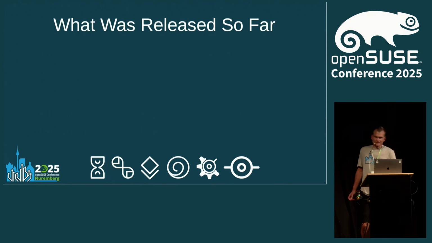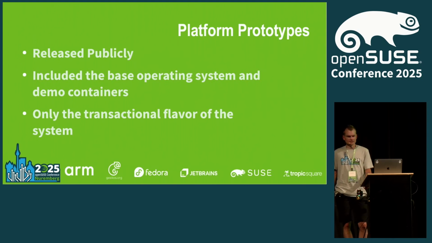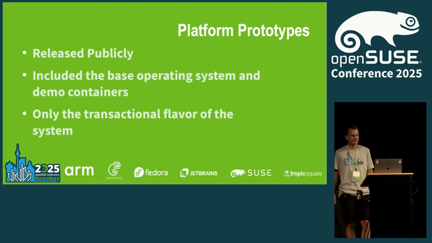So based on these premises, we at SUSE started releasing something that initially we called platform prototypes. Initially, we even built them in the openSUSE.org build service at build.opensuse.org, but later, for reasons which I think I mentioned here last year or the year before, we moved the development to our internal build service. But still, all the platform prototypes we released were released publicly with roughly quarterly cadence.